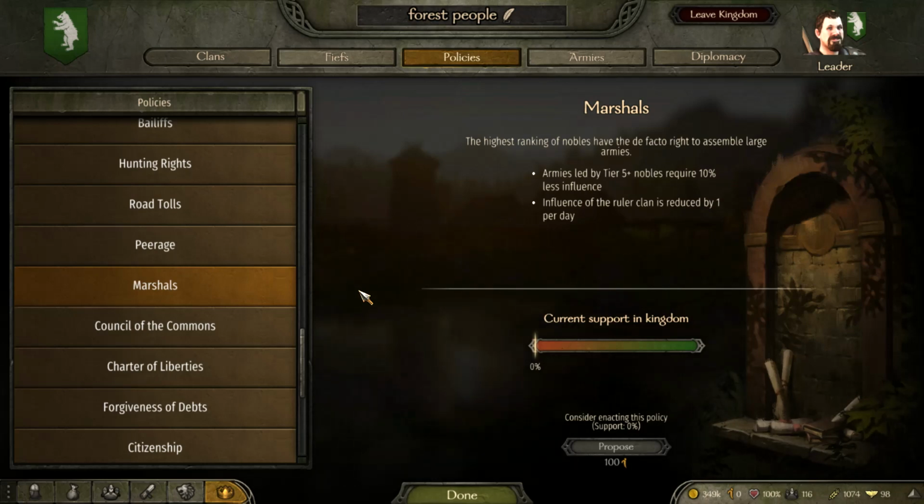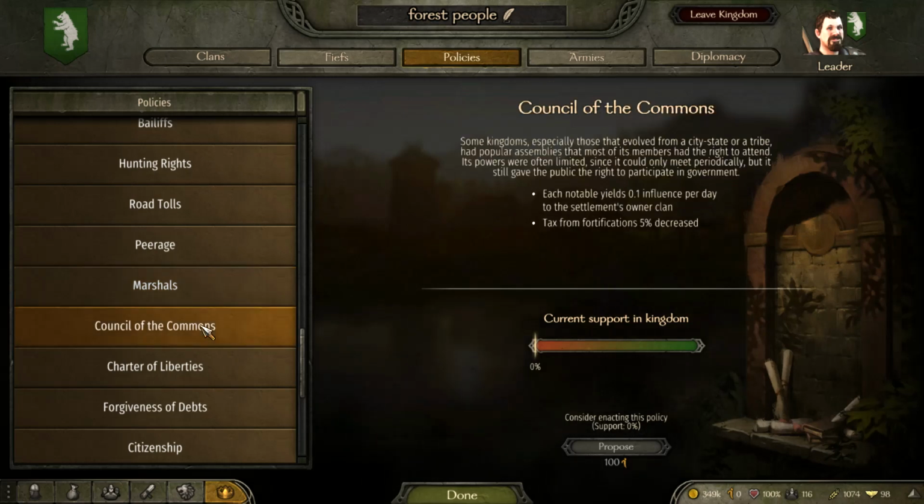So again, it all depends on what road you want to go down with forming armies. Like a lot of these, a lot of them can work together hand in hand, but you have to make that decision of how you want your armies to be formed, if you want to do it yourself or if your other nobles want to do it.